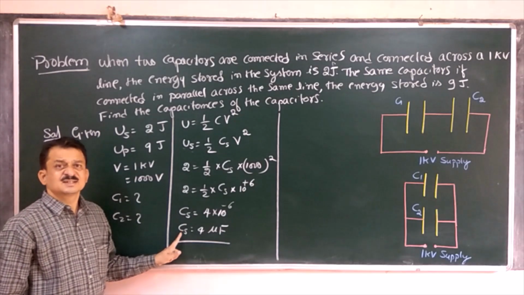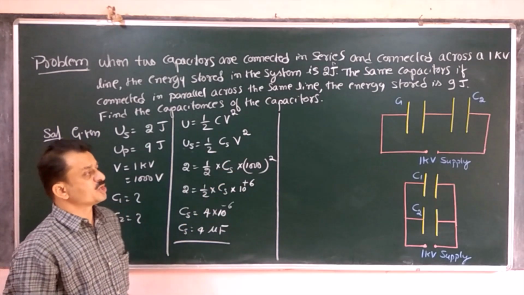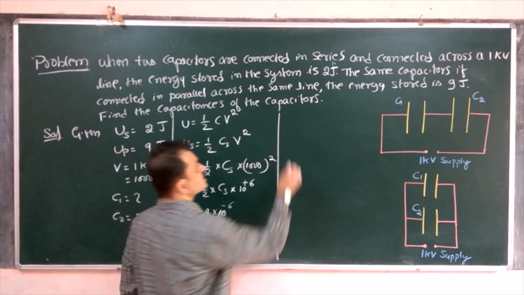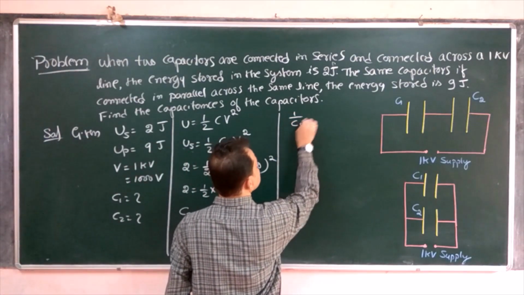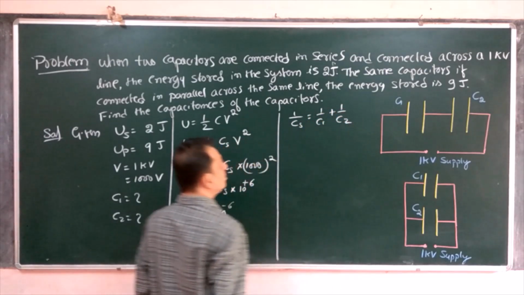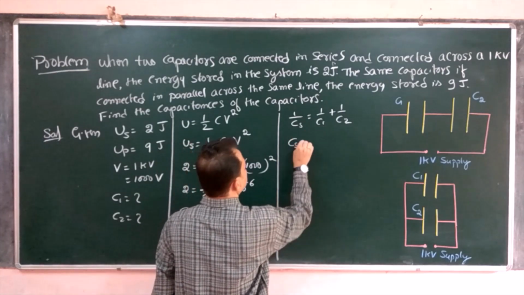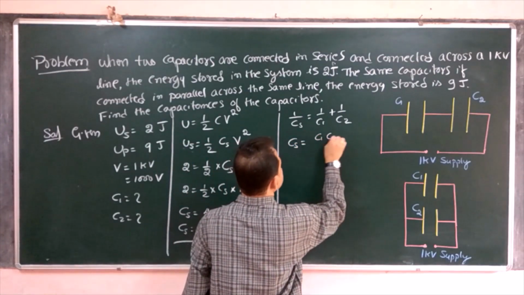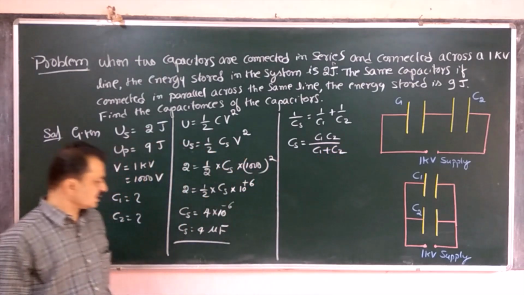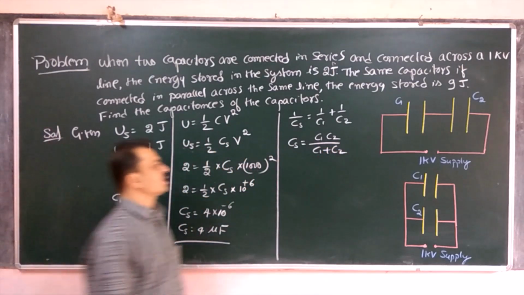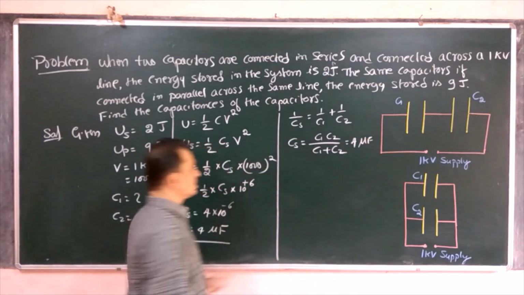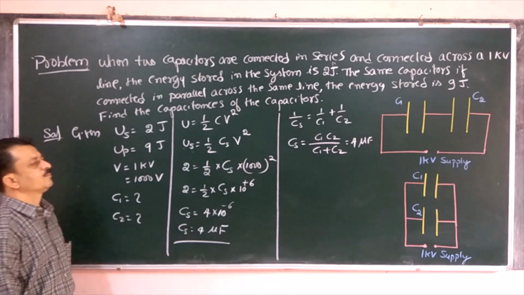Now CS is the effective capacitance in series combination. What is the formula for effective capacitance when two capacitors are connected in series? That is 1 upon CS is equal to 1 upon C1 plus 1 upon C2. Taking the LCM and simplifying, CS is equal to C1 C2 divided by C1 plus C2. Its value we have calculated as 4 microfarad.